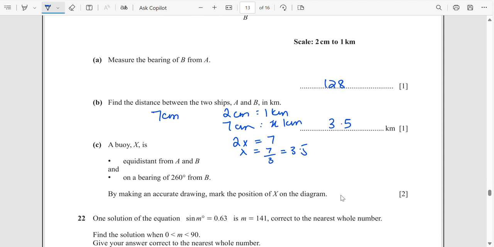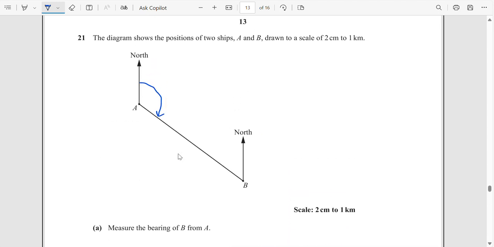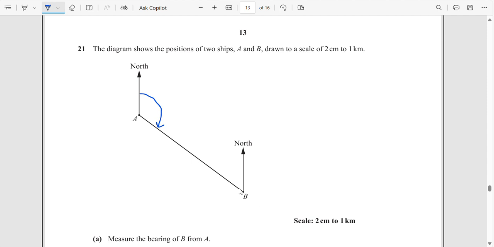Now I can't do this part as well, but I will tell you how it's done. Equidistant from A and B means you need to draw a perpendicular bisector. So to do that, put your compass here and draw a line here, and then put your compass here and draw a line here. And then you're going to put your compass here and draw a line here, and put your compass here and draw a line here. And then you need to draw a line that passes through the middle of the intersection of both of these.